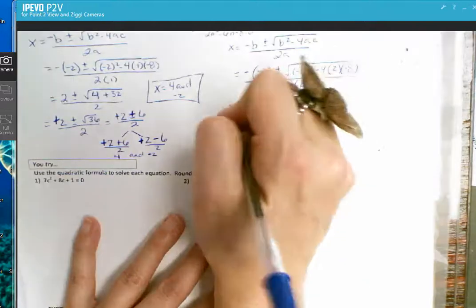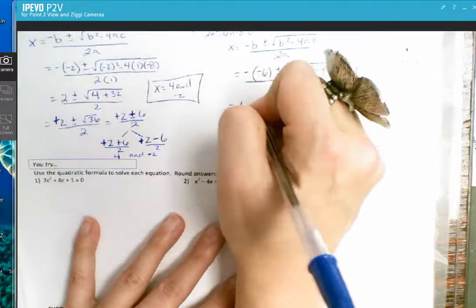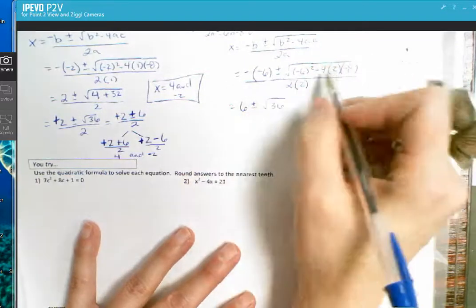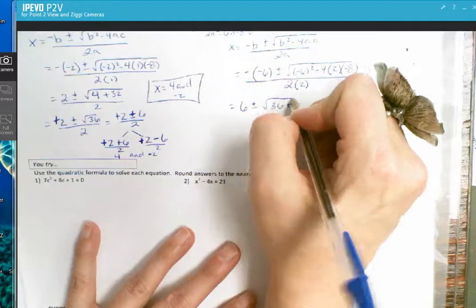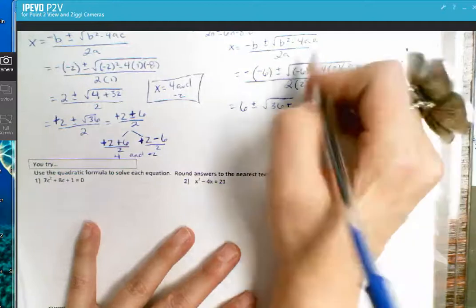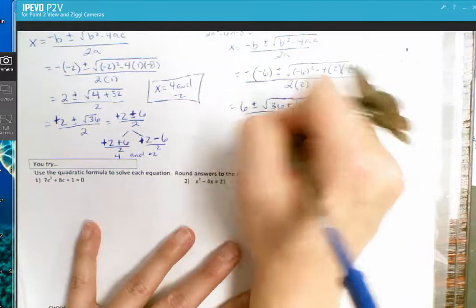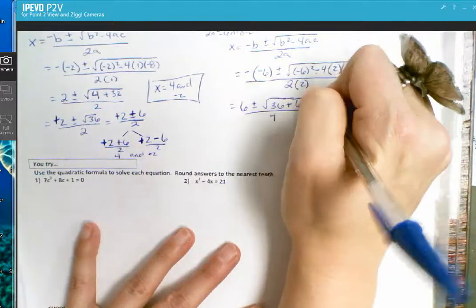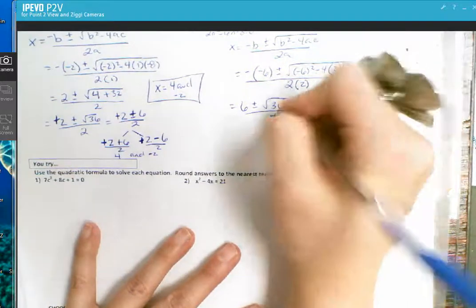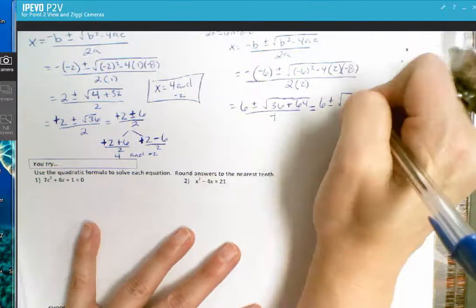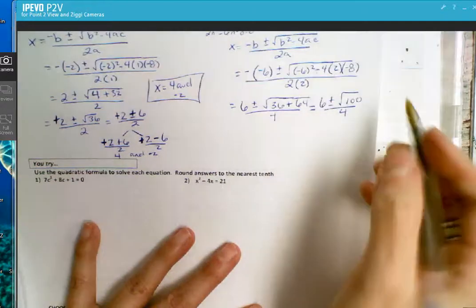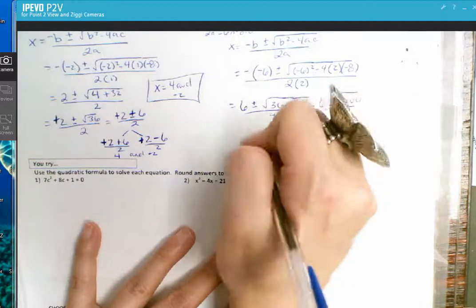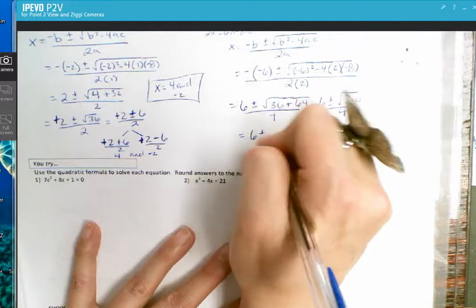So that is equal to a negative times a negative is a positive 6 plus or minus the square root of 6 times 6 is 36. Negative times a negative is a positive. 4 times 2 is 8. 8 times 8 is 64. All over 4. So I'm going to simplify over here. Right now I have 6 plus or minus the square root of 36 plus 64, which is 100, over 4. Square root of 100, we know is 10, so I can simplify that as 6 plus or minus 10 over 4.